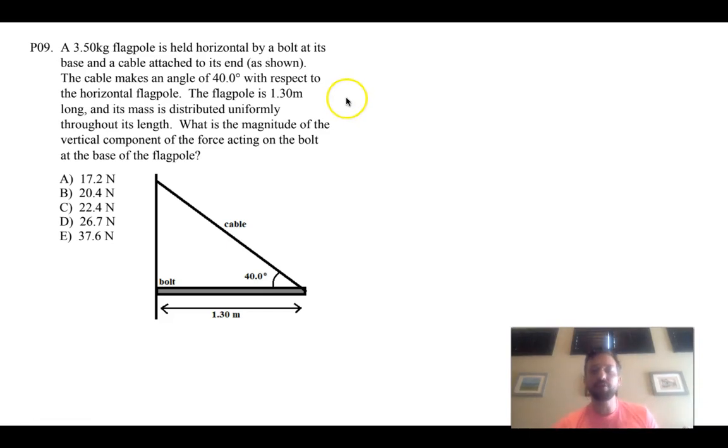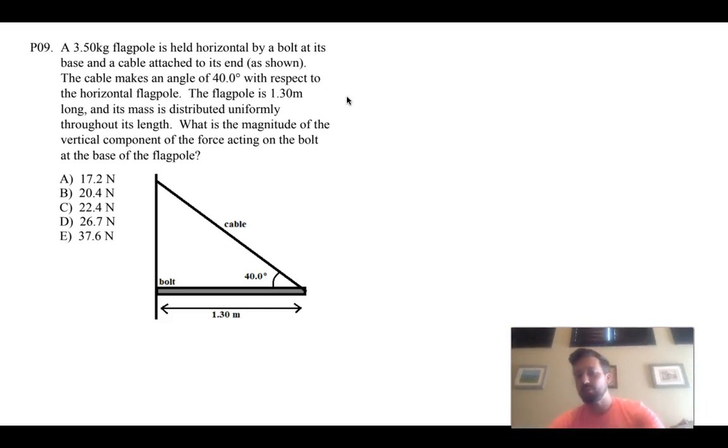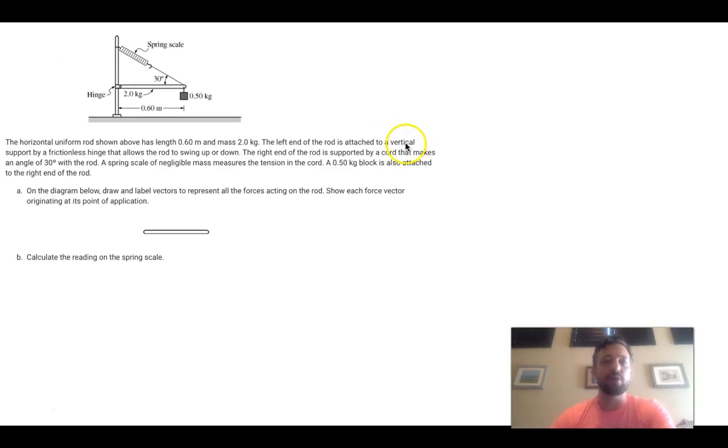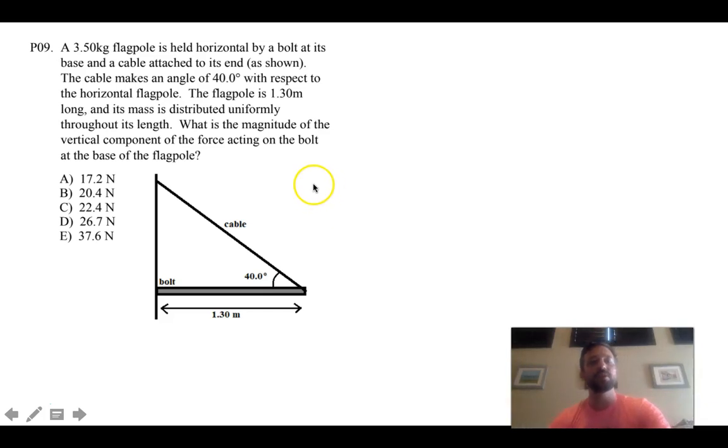And I'm going to walk through it to help you understand it better if you don't understand it now. Hopefully it'll help you out. And then also another one that I will walk through is the last one on there. I want to make sure that you guys know how to do the forces acting on the rod, okay? So let's walk through this one first.